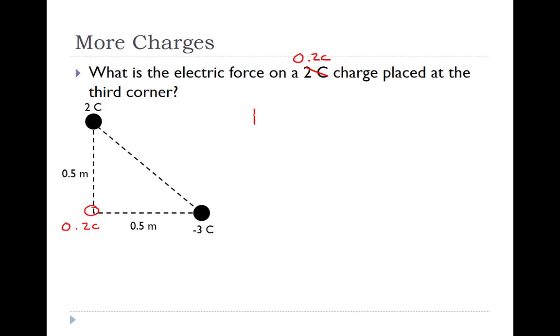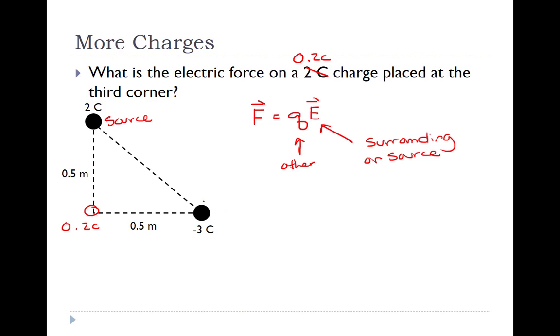Well, remember when I first introduced electric field, I wrote down a formula that said F equals QE, where E was caused by the surrounding charges or the source charges, and this guy was the other charge. Okay, well, the 2 coulomb is a source charge, the negative 3 coulomb is a source charge, and the 0.2 is the other charge, which we also referred to as a test charge.